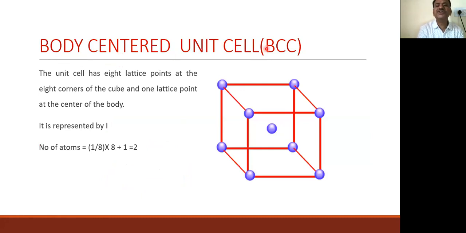Next one, it is very easy to understand. Body centered unit cell, it is called BCC. At the center, there is only one atom. Totally, how many atoms are there? 8 atoms are there at the corners. There are 8 corners of the cube and 1 lattice point at the center. Then what is its contribution? 1 by 8 into 8 plus 1 equals 2. For the body centered, at the center of the body, there is one atom.